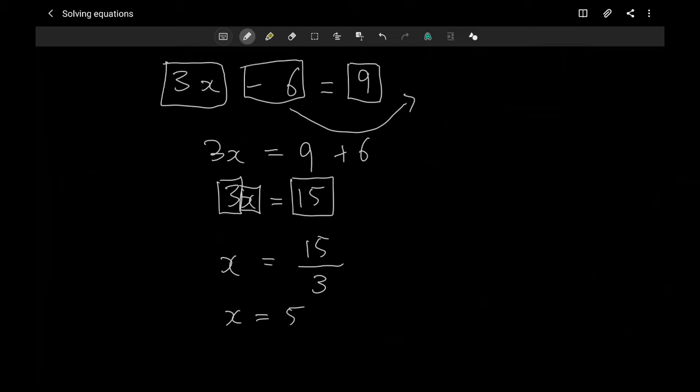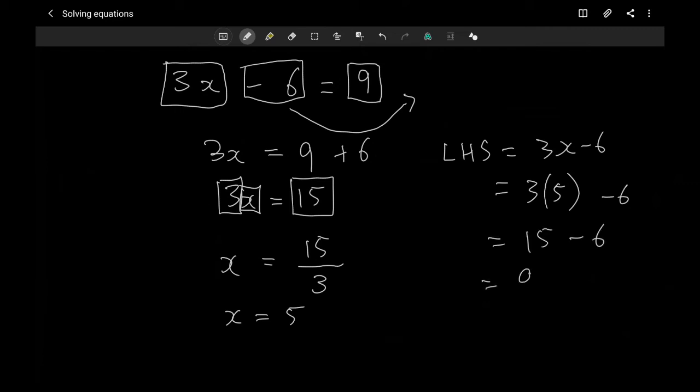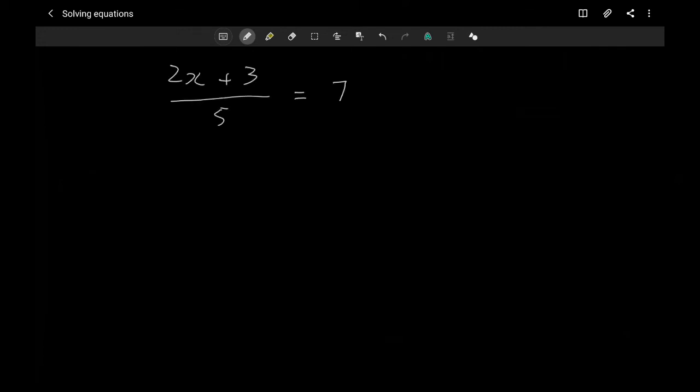And once again, we double check to make sure that our solution is correct. So the left-hand side says 3x minus 6. We know that the x is 5, so we do 3 multiplied by 5 minus 6. We know that 3 times 5 is 15, and 15 minus 6 is 9. Our solution is correct. So I hear you say, well, what if the equation is a lot more complicated?